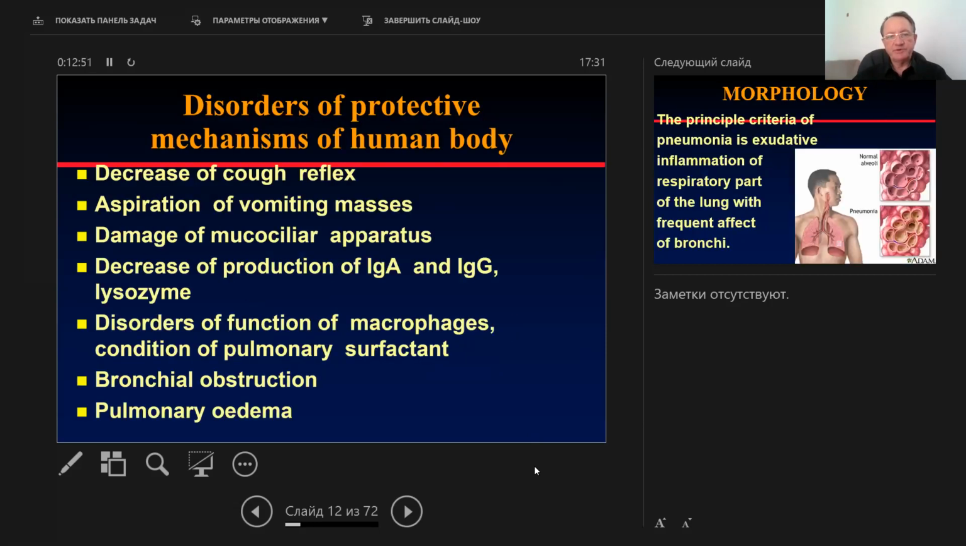Disorders which support the breakdown of protective mechanisms include decrease of cough reflex, aspiration of vomiting masses, damage of mucociliary clearance, decrease of production of IgE and IgG, and other humoral components of innate immunity. Disorders of macrophage function, and conditions of bronchial obstruction and pulmonary edema.